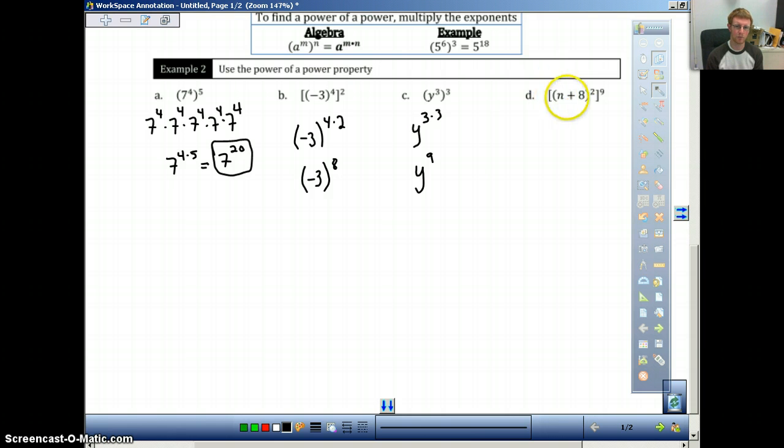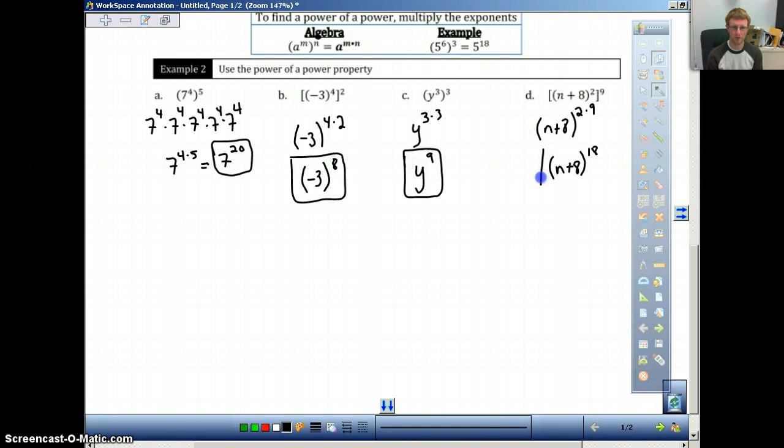And then this last one is a little bit more difficult, but again, it's n plus 8 to the 2nd power. Don't worry about anything in that parentheses right now, because all we're looking at is these two powers. It's n plus 8 to the 2nd power. So we would be writing n plus 8 to the 2nd power 9 times. So don't let any of this extra stuff confuse you. It's still the same thing. It's n plus 8, and then it's 2 times 9. 2 times 9 is 18, so it's n plus 8 to the 18th power. So that's the second property.